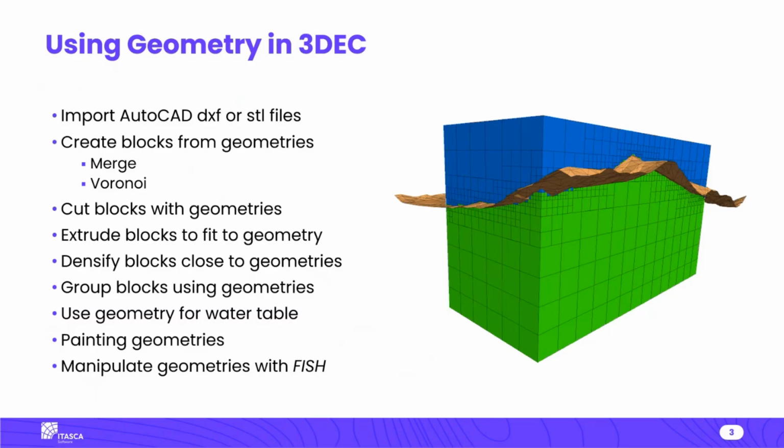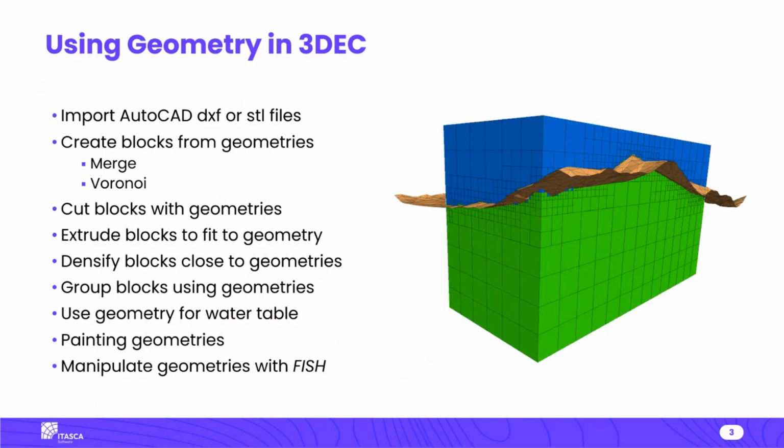You can extrude blocks, for example upward to match a topography. You can densify blocks close to geometries, which is what's being shown in the picture here. Imagine you import some sort of topography, and there's a command that densifies the blocks so that you have more detail around the topography and less detail further away. I'll show that in an example in a minute. You can import a geometry and use it to define the water table, and this is very common. You can also paint geometries: extract information from the model and then paint that on top of the geometry. I'll show an example of that too. And as with everything in 3DEC, you can manipulate the geometries directly with FISH.